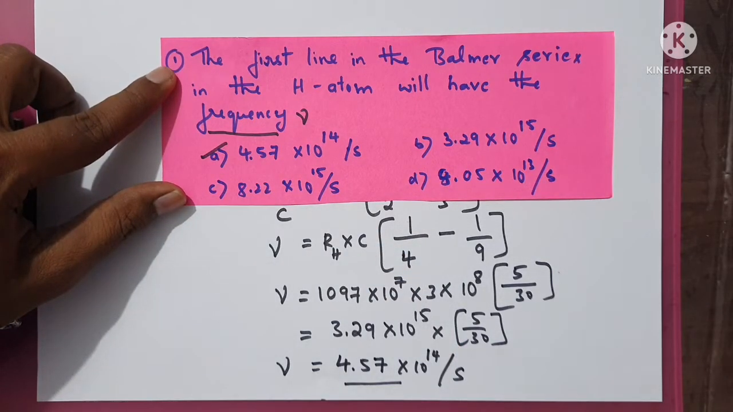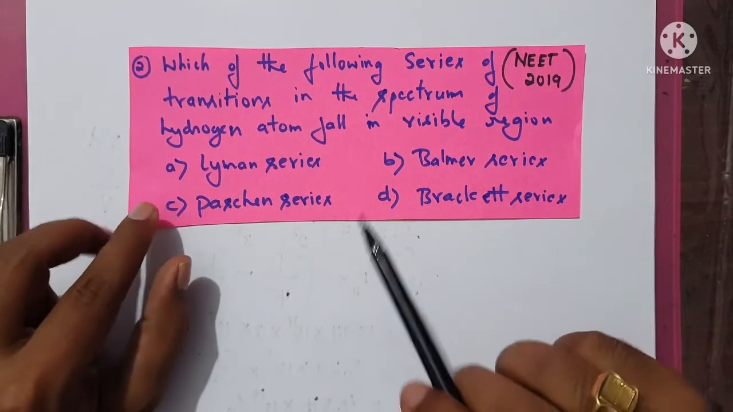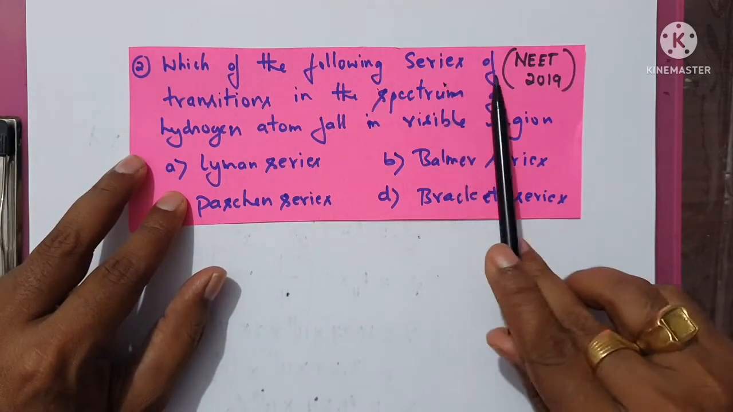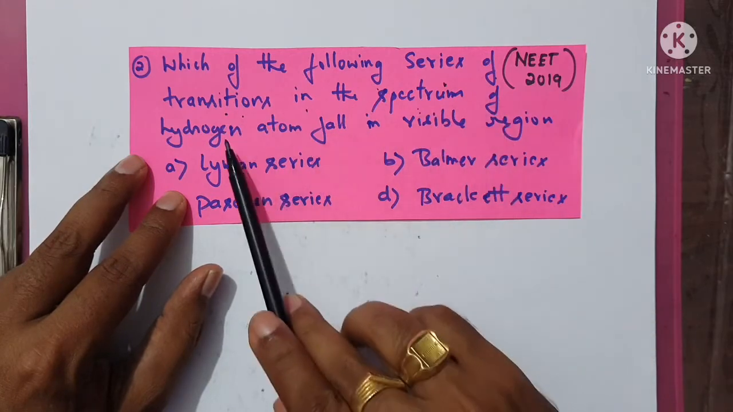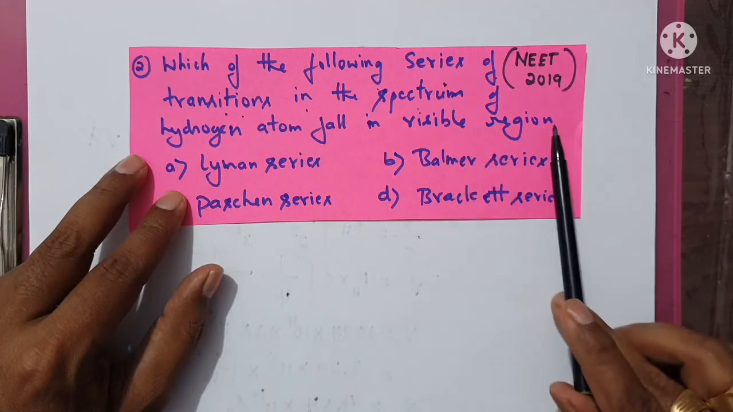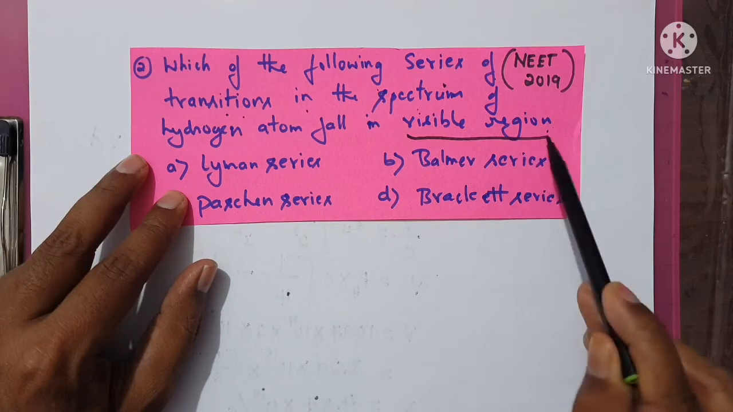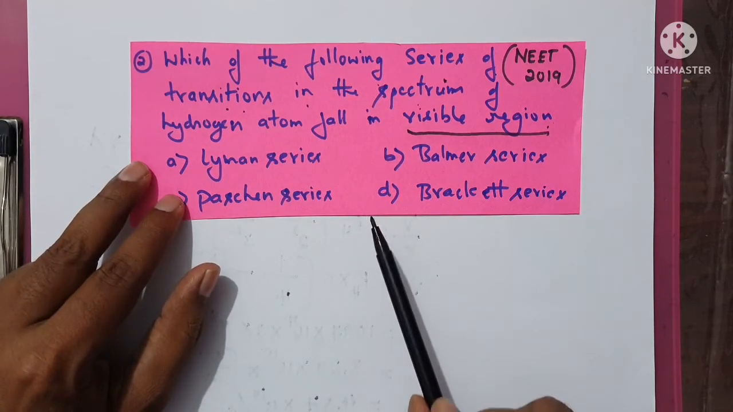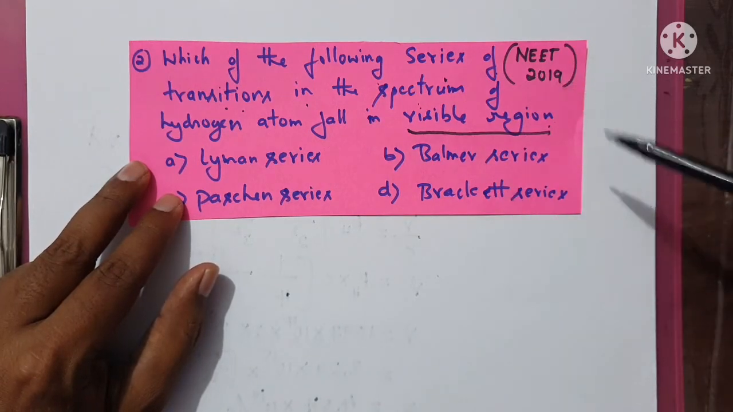Let us try one more question now. As I have told you before, this question, if you read, asks which of the following series of transition in the spectrum of hydrogen atom fall in visible region? So they are asking which series is going to fall in visible region. This question is directly related to the chart, and this was asked in NEET 2019, children.